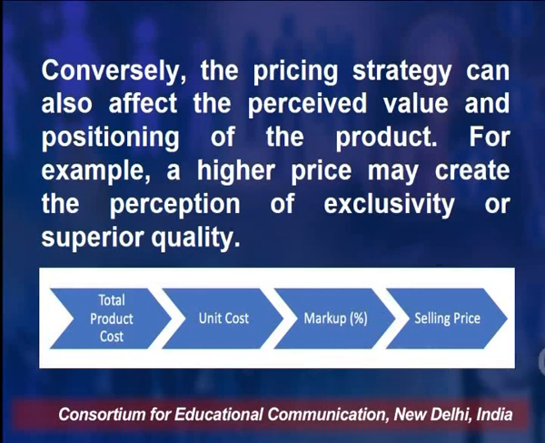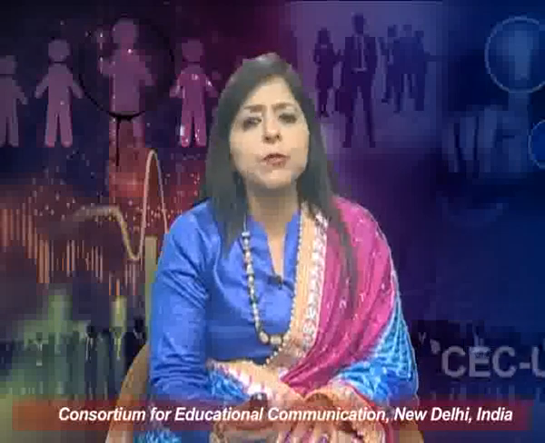For example, a higher price may create the perception of exclusivity or a superior quality. That is, a total product cost, a unit cost, a markup price and the selling price. So there is a general perception in the mind of the people that if somebody is buying a costly product, that means it has a superior quality. So definitely these two things are very closely related to each other.